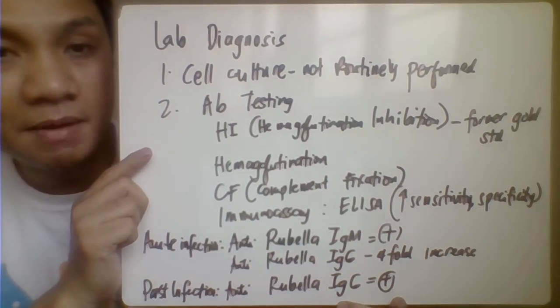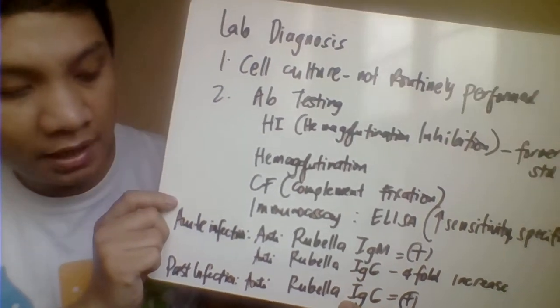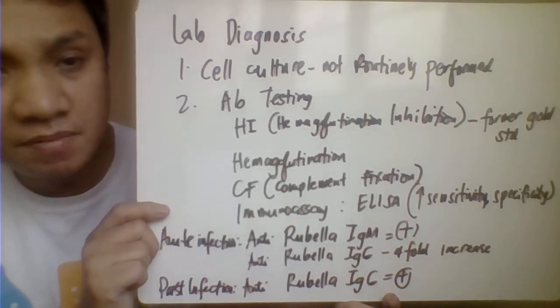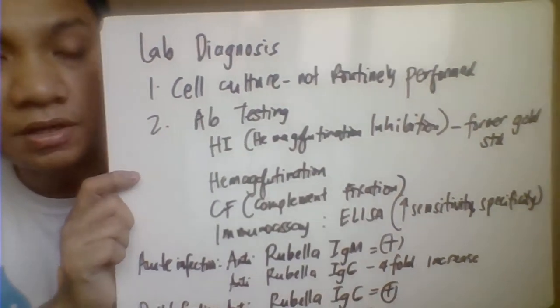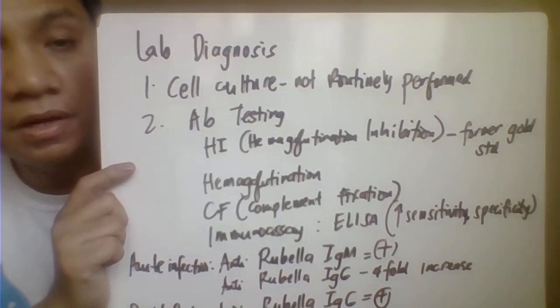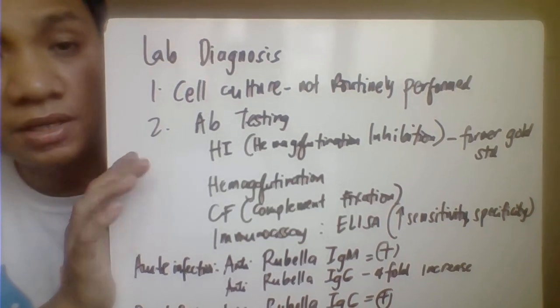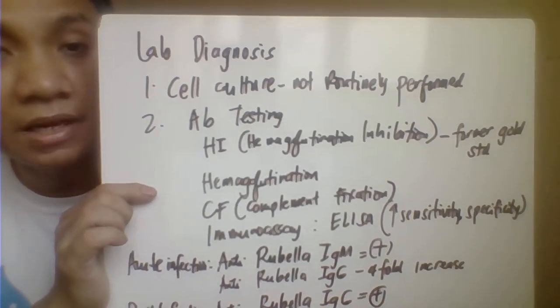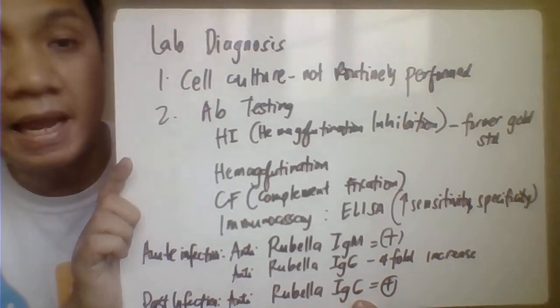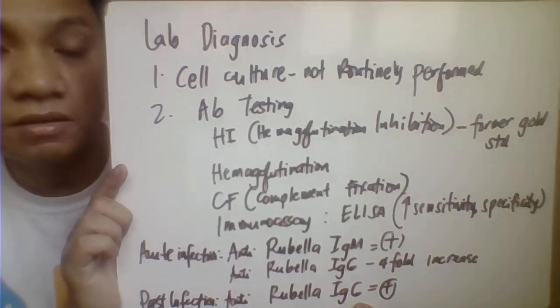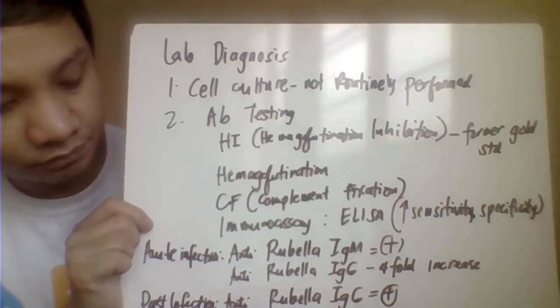Then you could perform antibody testing. You are detecting anti-rubella IgM and anti-rubella IgG antibody. You could use hemagglutination inhibition. That was the former gold standard method, but now it is rarely used. You could also have hemagglutination, complement fixation. Most likely we use ELISA today for detection of the corresponding antibody.